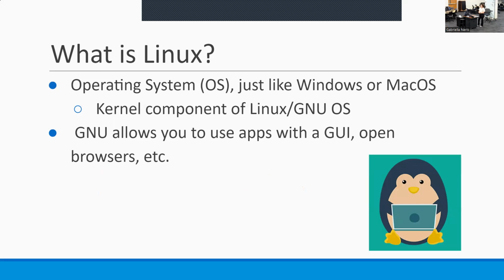More specifically, Linux is the kernel component of the Linux and GNU operating system. GNU allows you to actually use apps with a GUI, so opening browsers, opening different applications, because Linux itself is just the kernel. You really don't have a graphical interface. That's why you always see people using just black box terminals, because the GNU is the actual part, like when Windows starts up and you see the homepage and your wallpaper and stuff like that, that's what the GNU is.